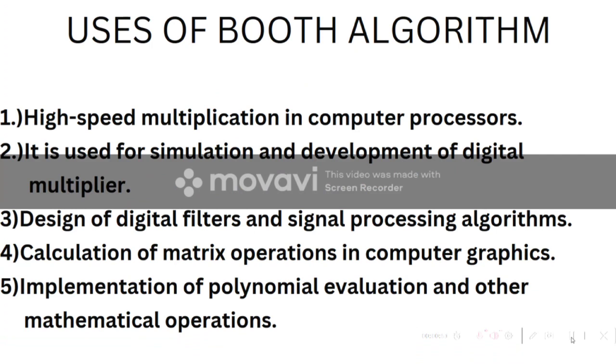So, the uses of Booth algorithm. First, high-speed multiplication in computer processors. Second, it is used for simulation and development of digital multiplier. Third, design of digital filter and signal processing algorithm. Fourth, calculation of matrix operations in computer graphics. Fifth, implementation of polynomial evaluation and other mathematical operations.